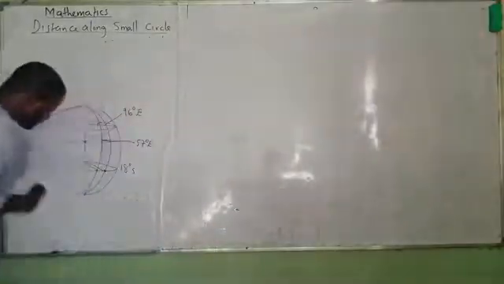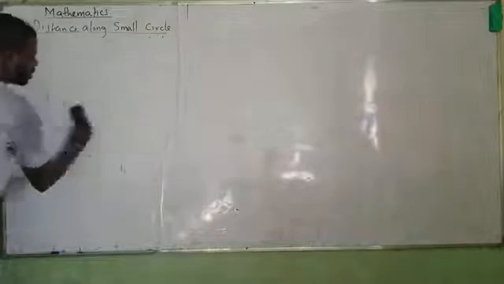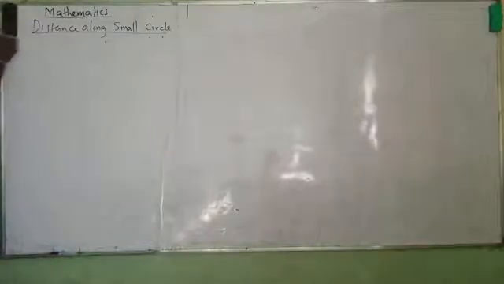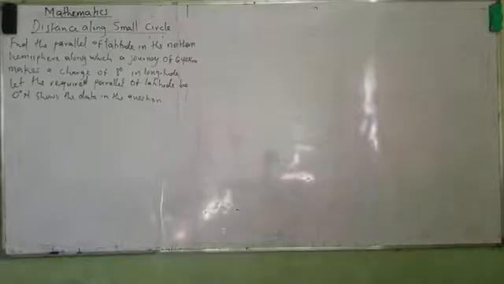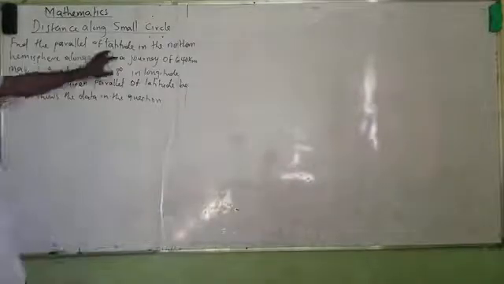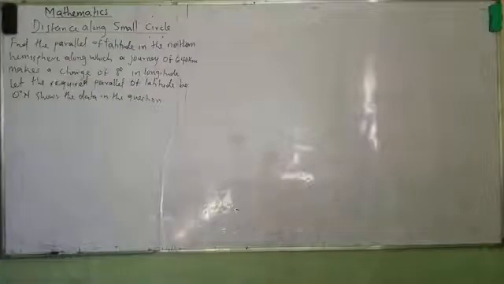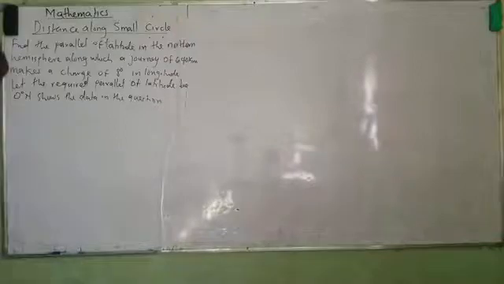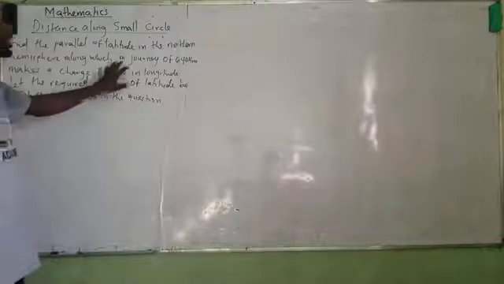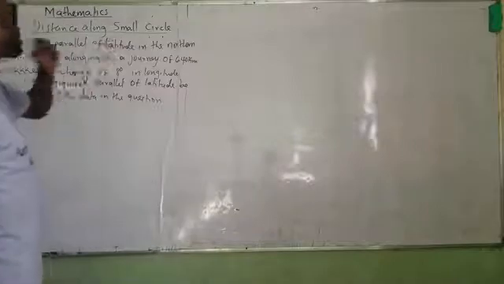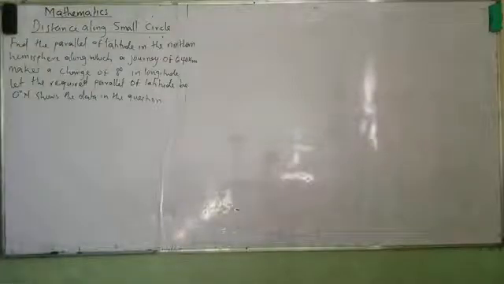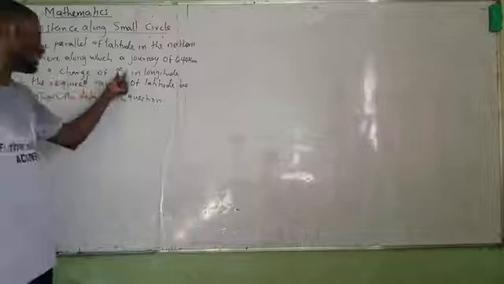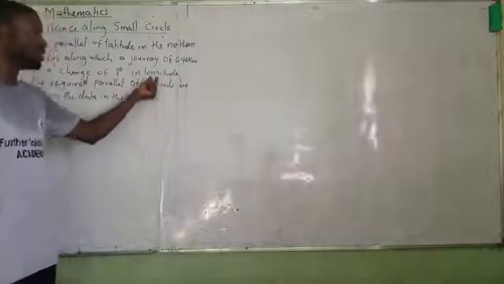Okay, now I have this question. Permit me to write the question down. Now, look at this question. Find the parallel of latitude in the northern hemisphere along which a journey of 640 kilometers makes a change of 8 degrees in the longitude.